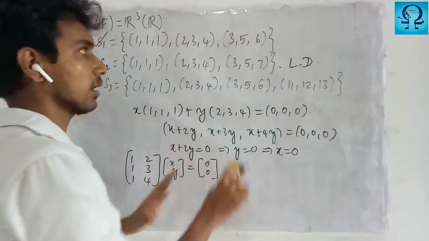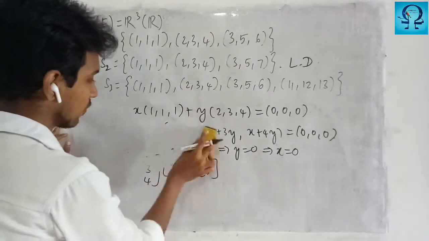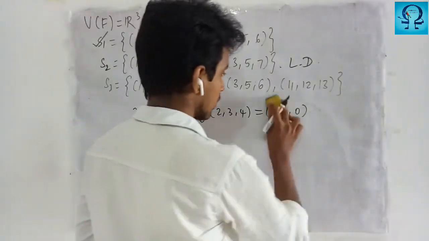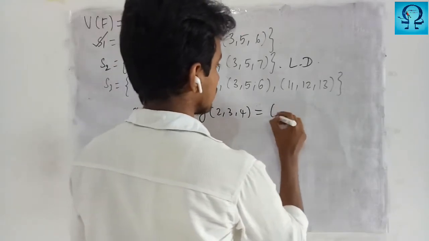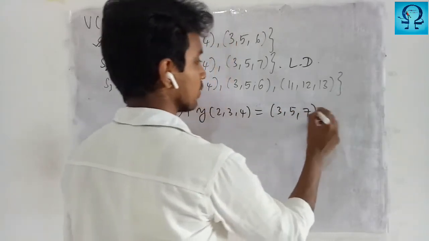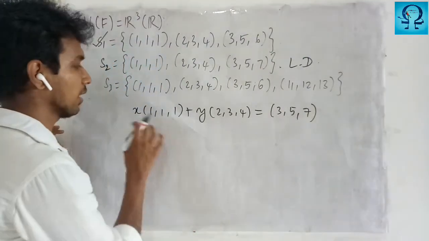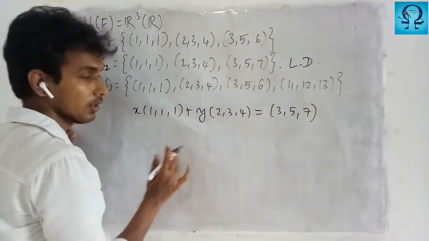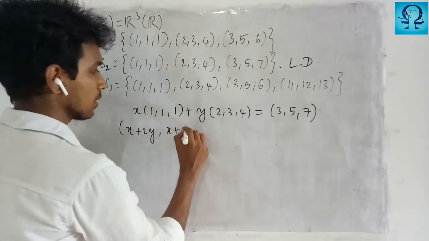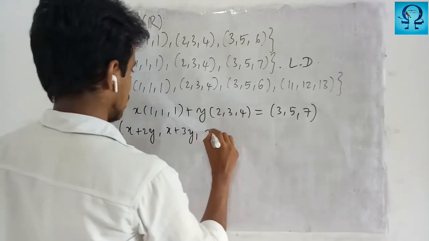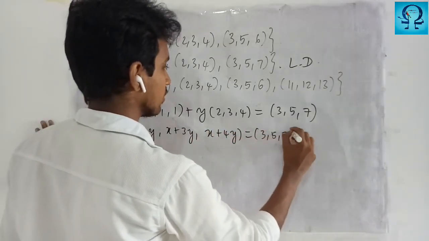We can write this as the linear combination of these two entries. So if that is the case, we equate some linear combination of this to 3, 5 and 7. Now we can find the values of x and y such that this happens. It is going to be x plus 2y, x plus 3y and x plus 4y, to be equated to 3, 5 and 7.